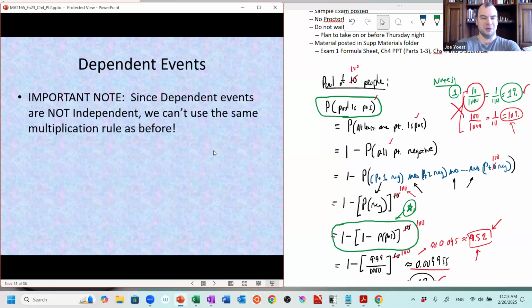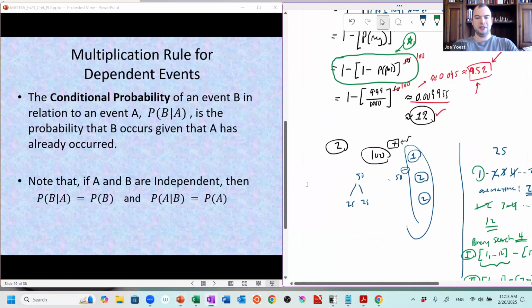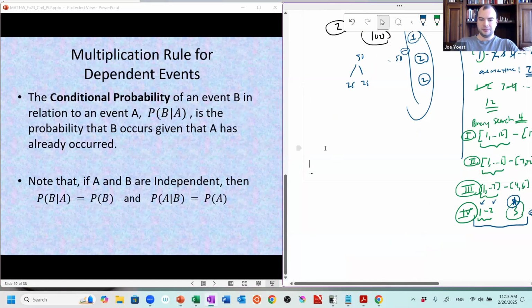This almost goes without saying, but we really ought to make the point that since dependent events are not independent, we can't use the multiplication rule for independent events. We can't use that nice special case. So to build up a multiplication rule for dependent events, we need one more idea. This idea can be kind of complex, the idea of conditional probability.